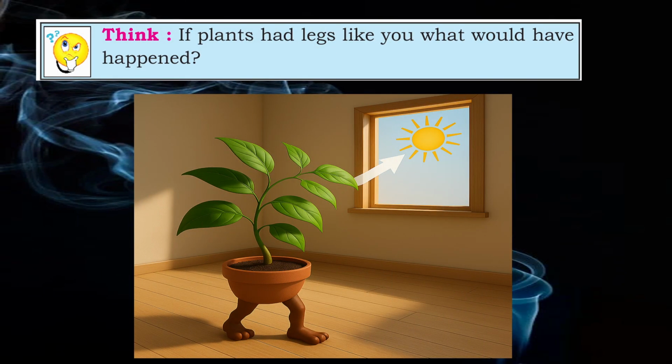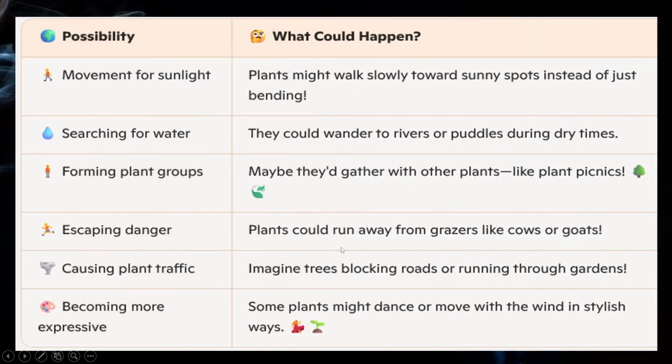Think: if plants had legs like you, what would have happened? Possibility, what could happen? Movement for sunlight. Plants might walk slowly towards sunny spots instead of just bending. Searching for water. They could wander to rivers or puddles during dry times, forming plant groups. Maybe they would gather with other plants like plant picnics.